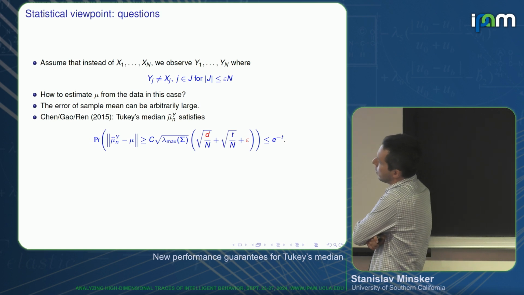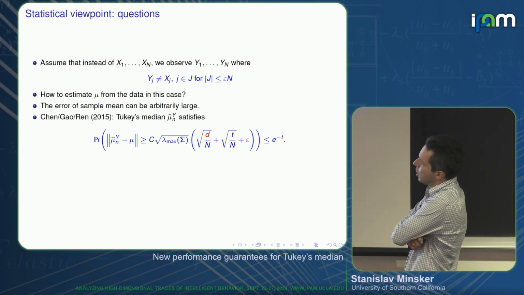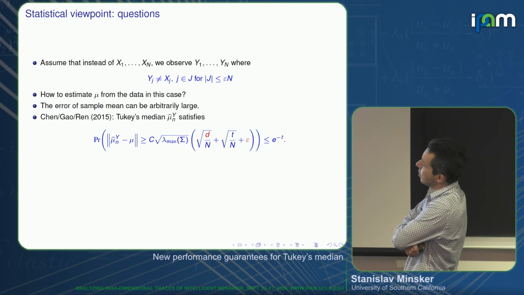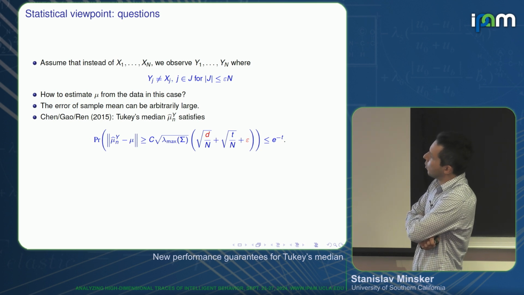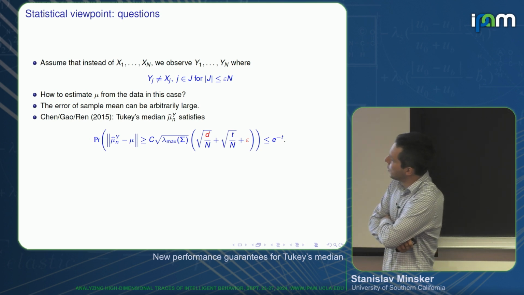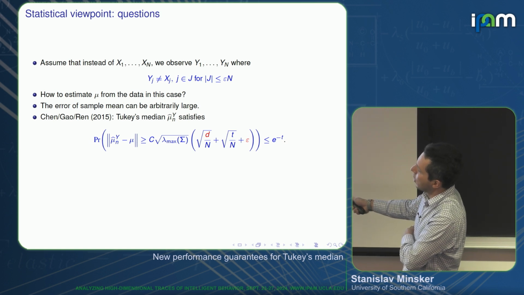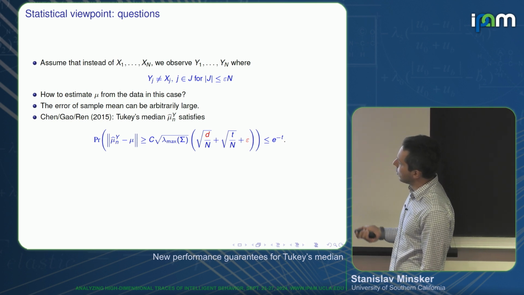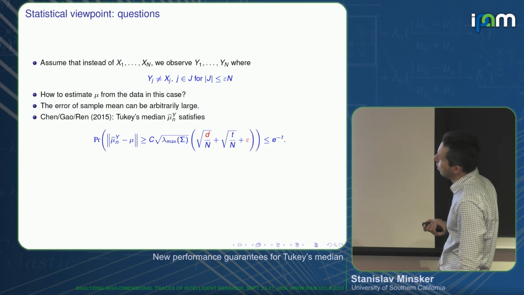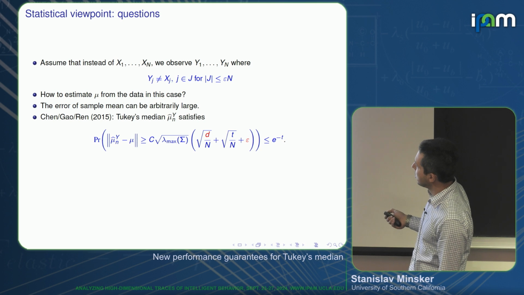Well, in a paper in 2015, Mengjie Chen, Chao Gao, and their co-author Zhao Ren, I apologize if I misremember this, proved that the Tukey's median that is computed now from this corrupted sample satisfies the following inequality that is very similar to the inequality that I presented before, besides two features. So let me first focus on the positive, or the nice feature.